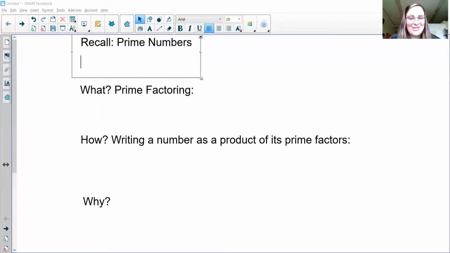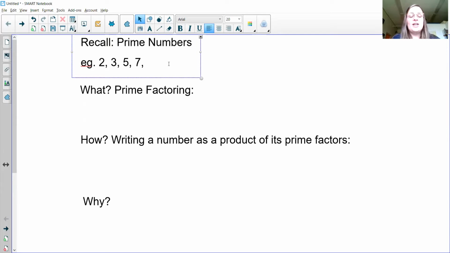We are going to learn about prime factoring today. So I'd just like you to recall that prime factors are prime numbers, and prime numbers are numbers that are only divisible by one and themselves. So an example of a prime number is 2. Another example of a prime number is 3.